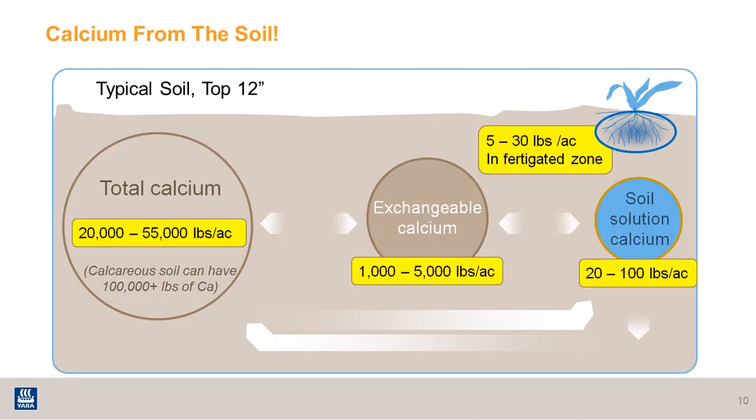When we talk about crop management, we also have to talk about soil nutrition. Most of the calcium that gets taken up into the crop comes from the soil, specifically from the soil solution. And I have talked in more detail about this slide in my previous presentation, but the essence of it is that you need calcium that's in the soil solution, but more specifically in this fertigated zone, which is usually the top 12 inches.